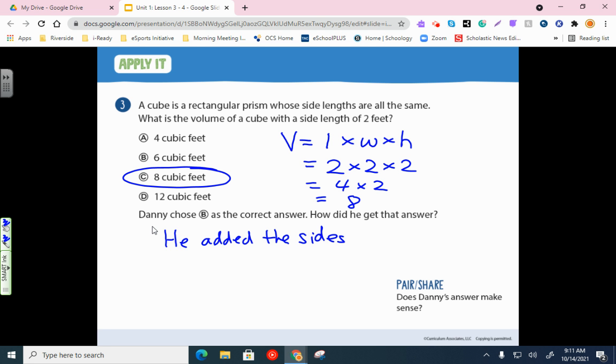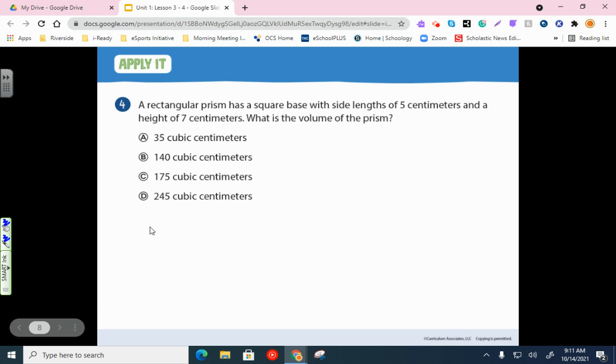All right. Let's look at the top of the next page. A rectangular prism has a square base with side lengths of 5 centimeters and a height of 7 meters. What's the volume of the prism? So this is an interesting question. That's why I want to do this one. We have length times width times height.